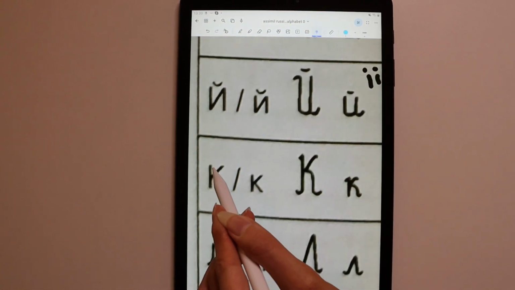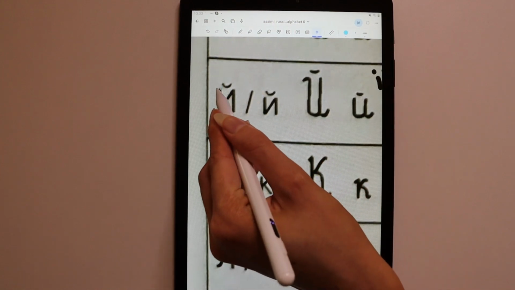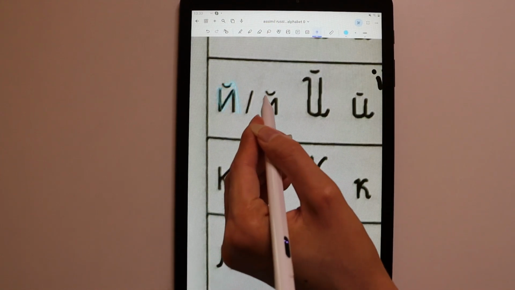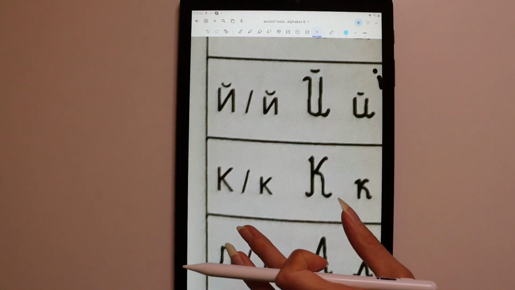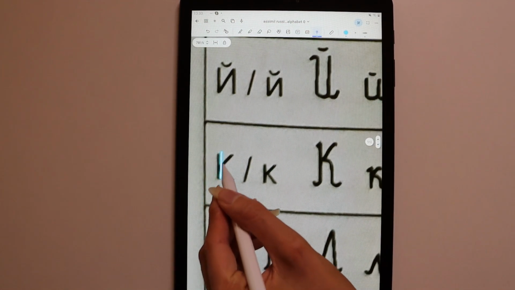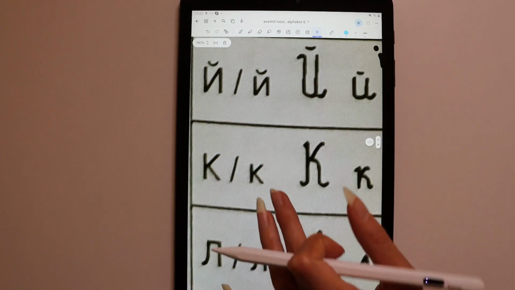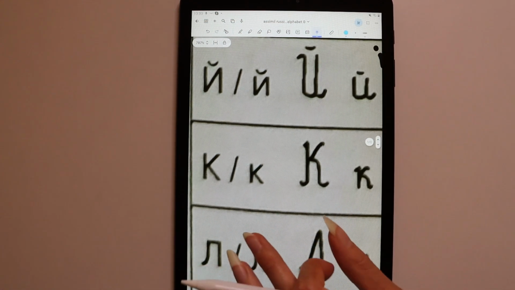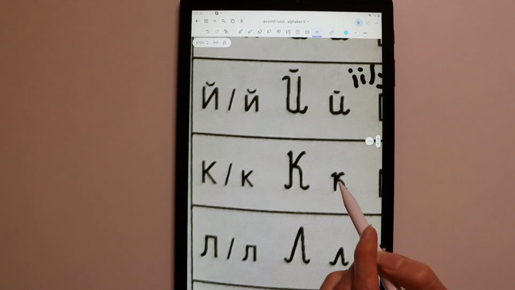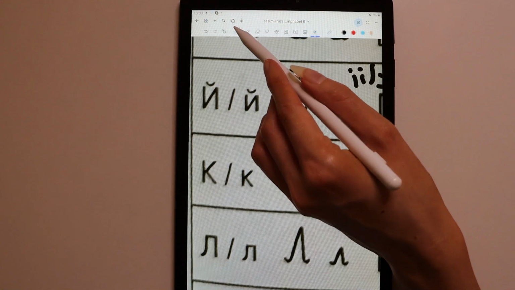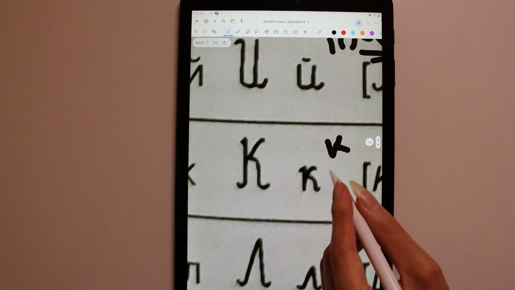And then we have the ka. And also the I kratkaya looks the same in both versions, the uppercase form and the lowercase form. And the ka again, both versions look the same, but the lowercase letter is slightly smaller. And also in the cursive alphabet it looks the same, and it's like a K. This is a really simple letter, it's simply like a K.